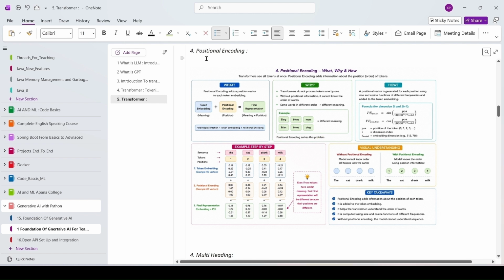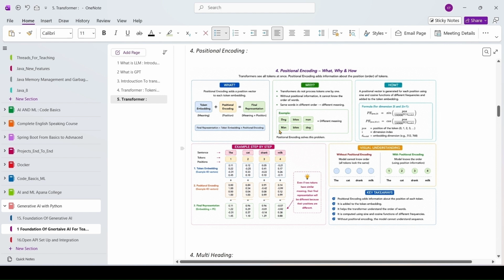This is where positional encoding comes into the picture. Positional encoding adds positional information to every token. For example, in the case of the first sentence, it adds information like dog is at position 1, bites is at position 2, man is at position 3.